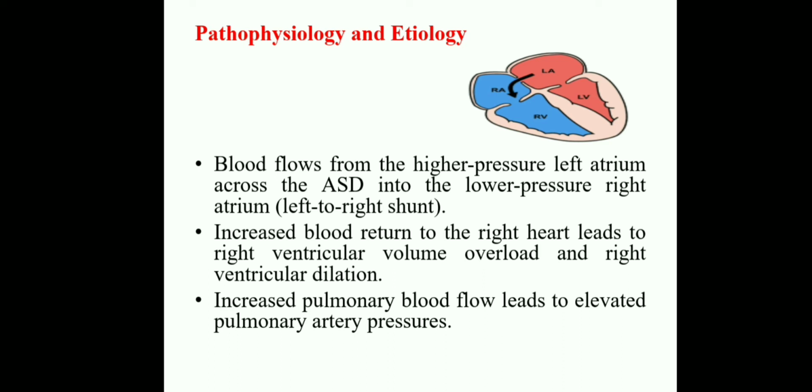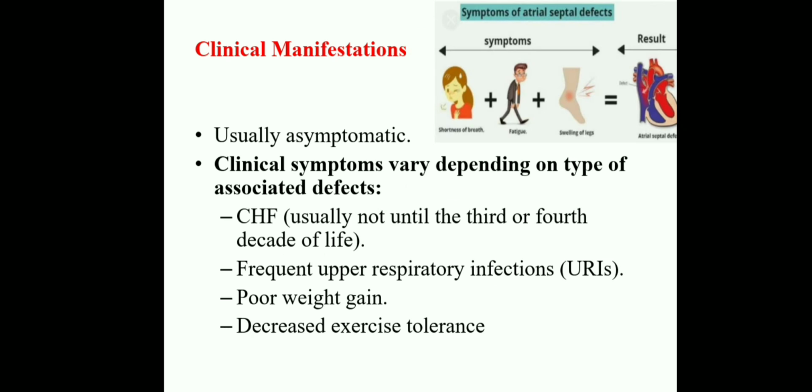Increased pulmonary blood flow leads to elevated pulmonary artery pressure. Whenever there is ventricular contraction, the blood enters the pulmonary artery. The pressure becomes higher because the blood is cycling again and again. Deoxygenated and oxygenated blood keep entering because of that hole. Okay, that is the pathophysiology.